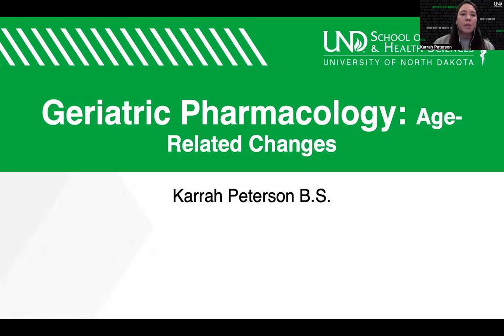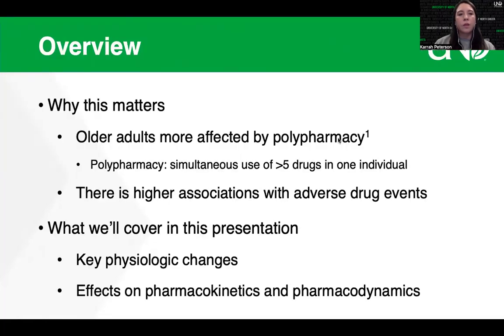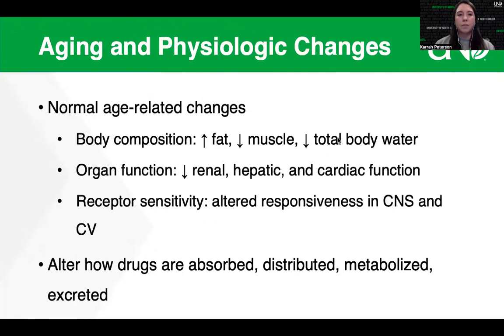Today's lecture, we'll be talking about geriatric pharmacology and age-related changes. So why does this matter? Older adults are more affected by polypharmacy, which is the simultaneous use of greater than 5 drugs in one individual. There are higher associations with adverse drug events in this population. What we'll be covering today is the key physiological changes as well as effects on pharmacokinetics and pharmacodynamics.